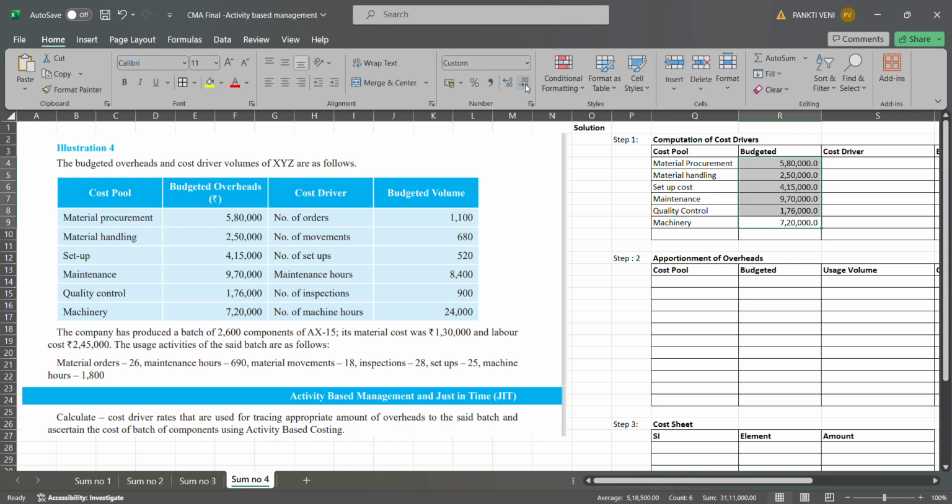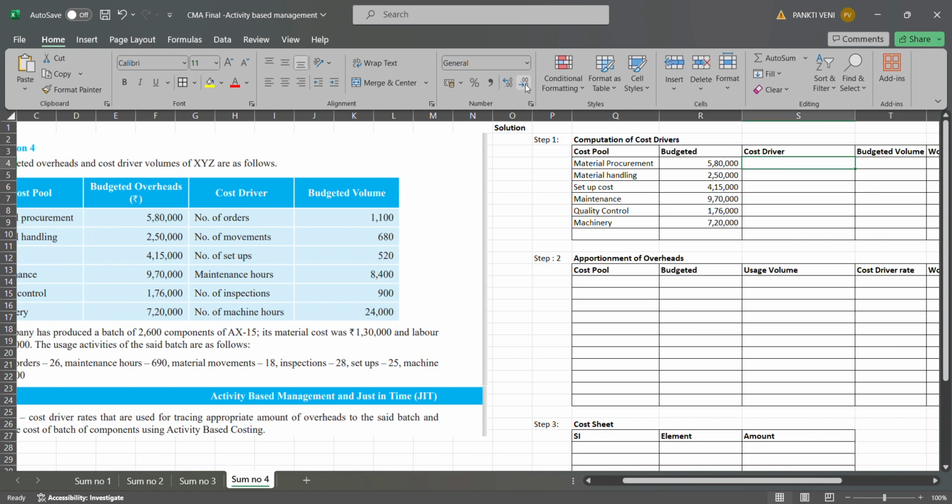Now I'll note down my cost driver. So cost driver for material procurement is number of orders. Here luckily they have given us an order only. Material procurement, number of orders, material handling, number of movements, number of setups. But many times, as we saw in our last question, sum number 3, they will not give you an order. You will have to find out logically that number of setups means setup cost, number of admin cost for spare parts means number of spare parts. They'll not give you directly. Here in this question, we are lucky enough they have given us directly. So directly I'm just noting it down.